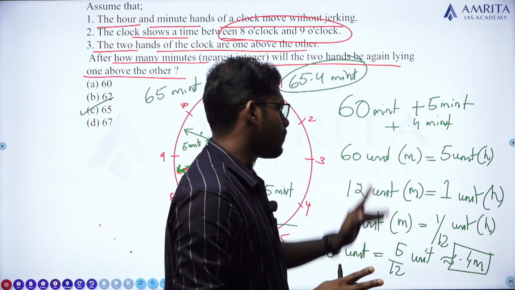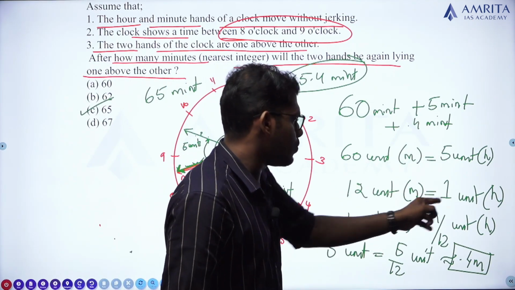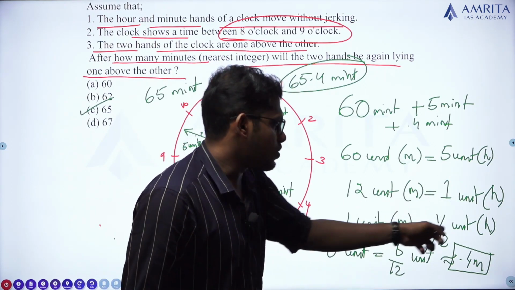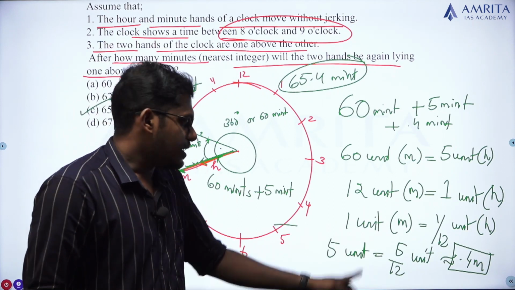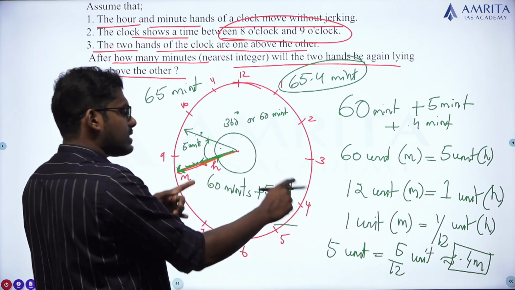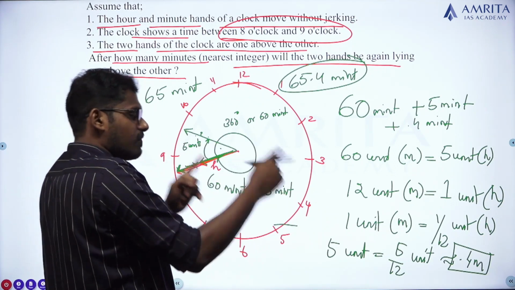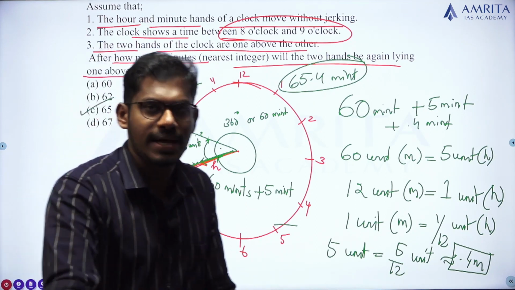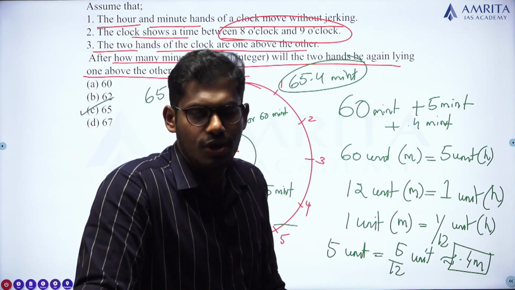60 units is equal to 5 units, so we can write 12 units is equal to 1 unit. So 1 unit is equal to 1 by 12 unit of an hour. So 5 units, that means the time taken by the hour hand while the minute hand moves 5 minutes, will be equal to 5 by 12 unit, that is 5 by 12 minutes. 5 by 12 is equal to 0.4.